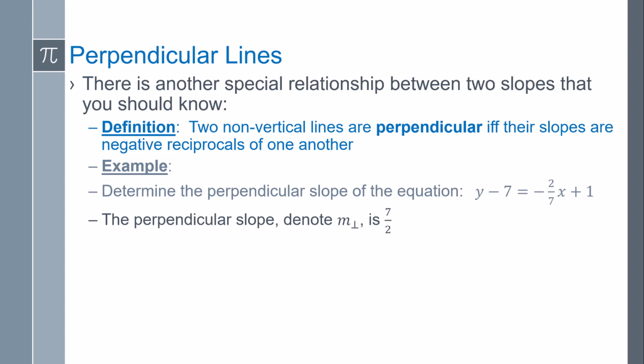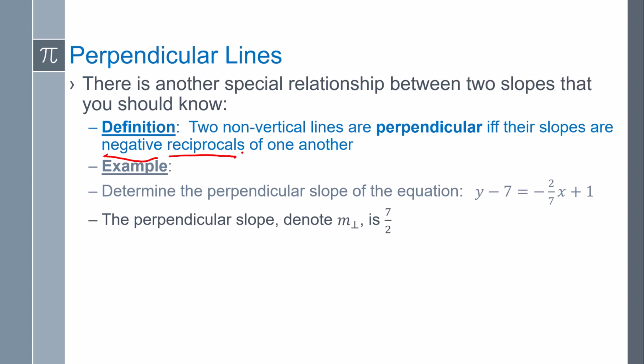There's another special relationship between two slopes that we should also know. By definition, two non-vertical lines are perpendicular if and only if their slopes are negative reciprocals to one another. So two things. You change the sign, you flip the fraction. That's what negative reciprocal means.